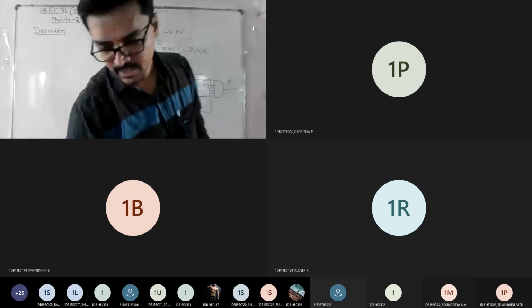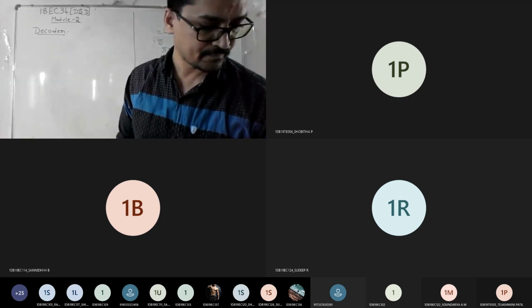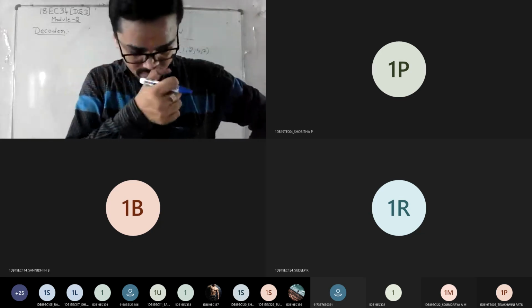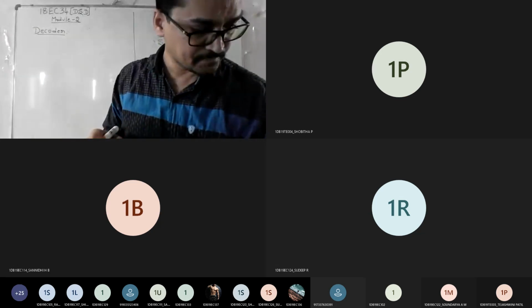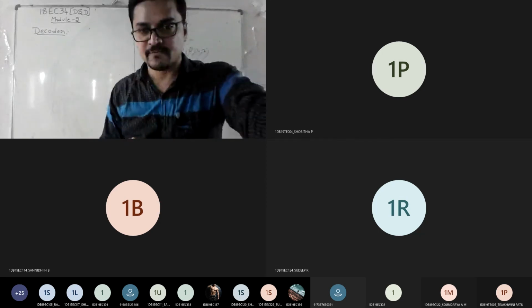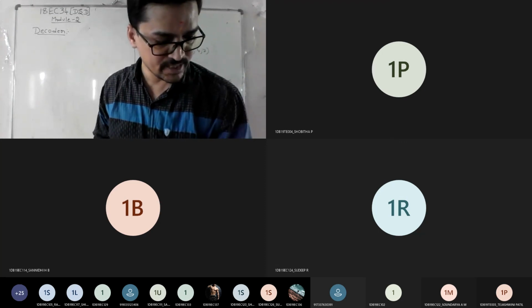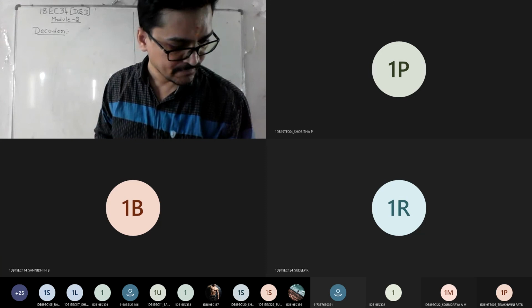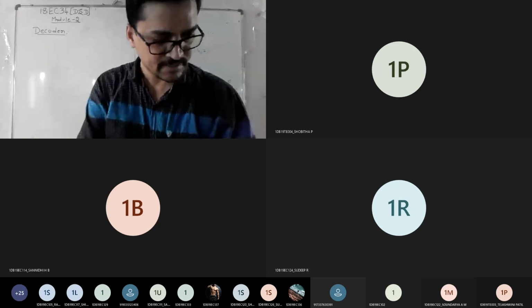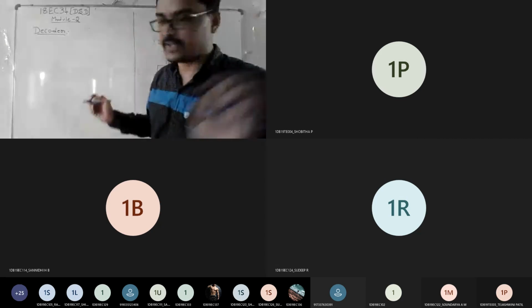Read the question carefully, okay? Implement the multiple output function using 74138 and external gates, using 74138 as well as external gates. Okay, the functions are given like this.